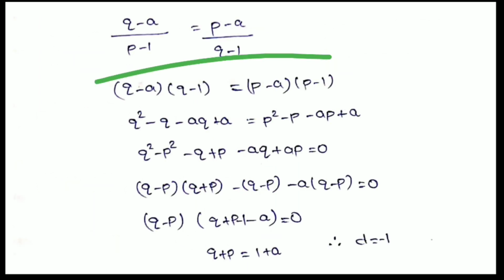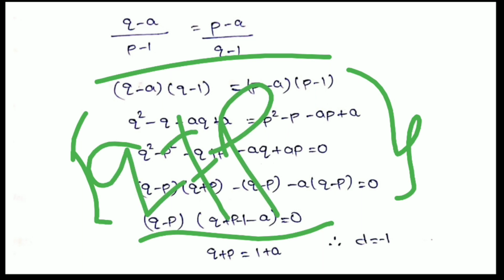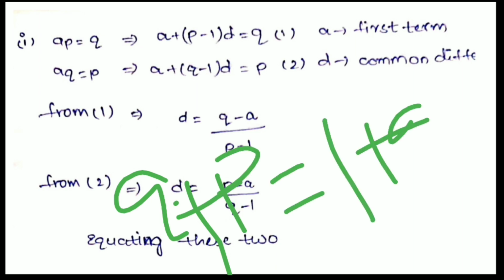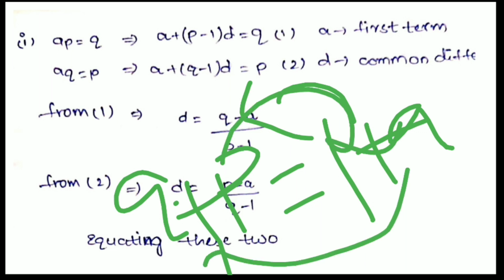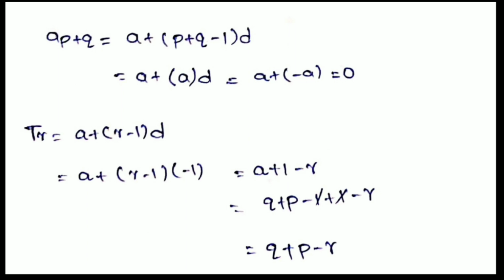When we equate these two we get this equation. By simplification we get this equation. If you don't understand the simplification, check step by step once clearly and you will understand. So here, as Q not equals P, we write Q plus P equals 1 plus A. When we substitute Q plus P equals 1 plus A in this equation, as Q minus A equals 1 minus P, we get D equals minus 1. So this is a useful result we use here.